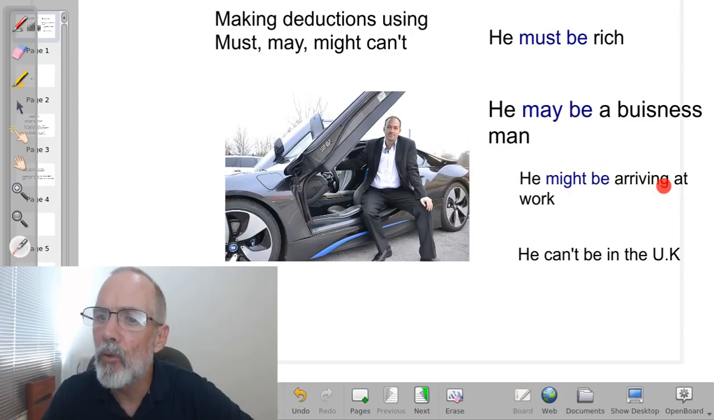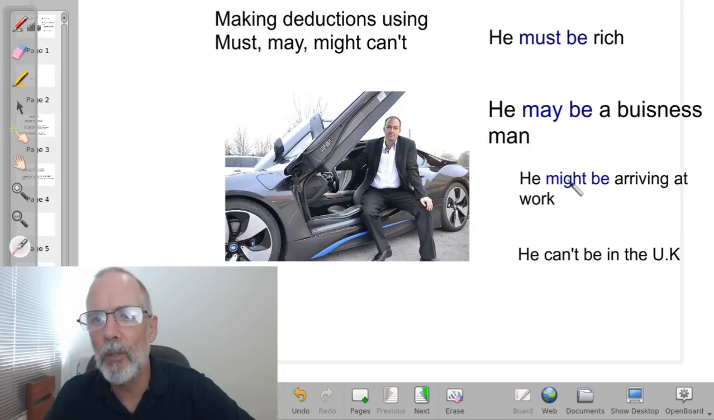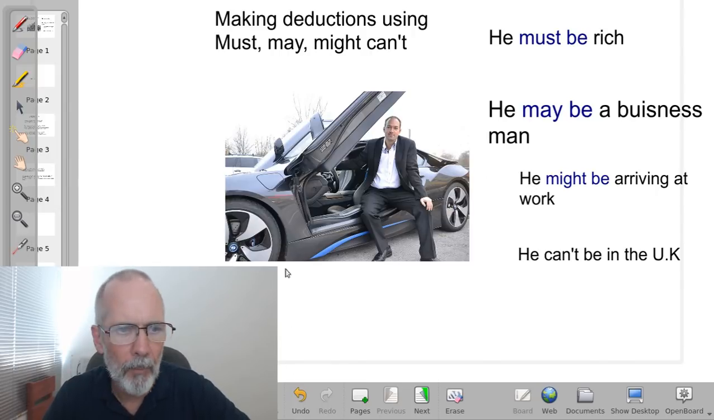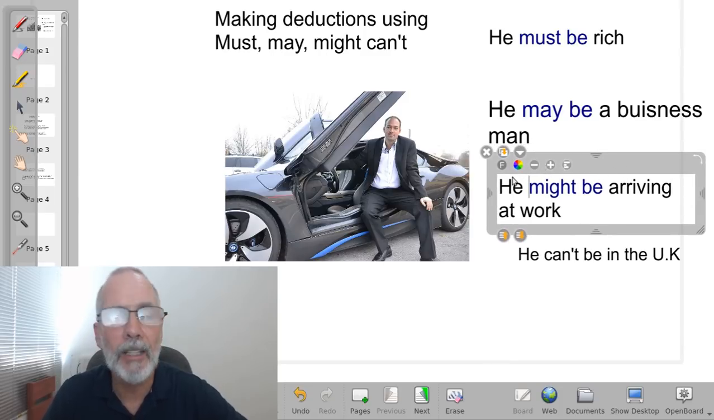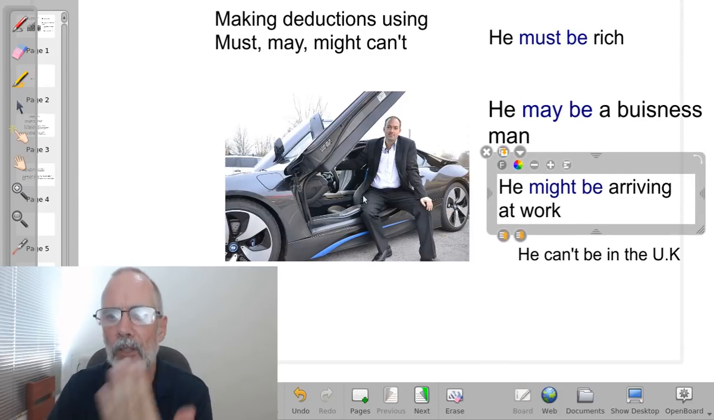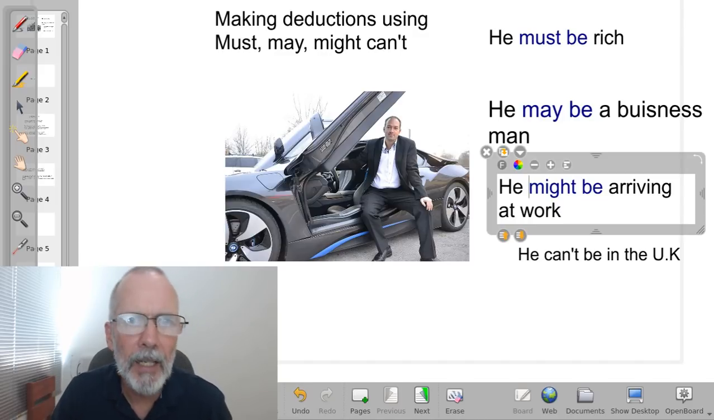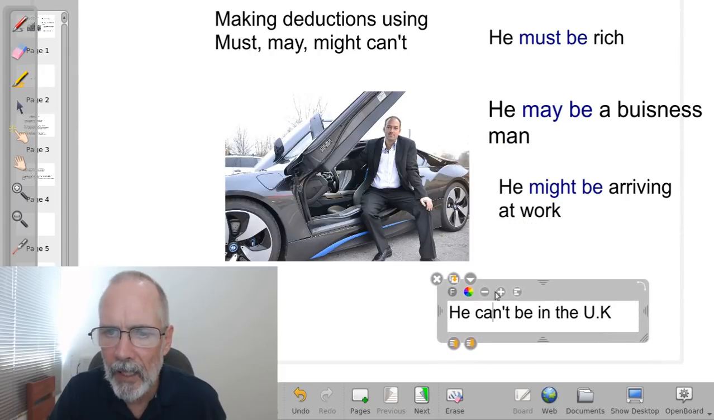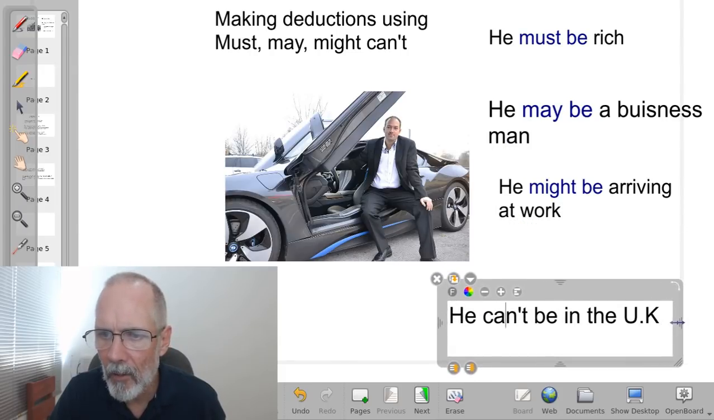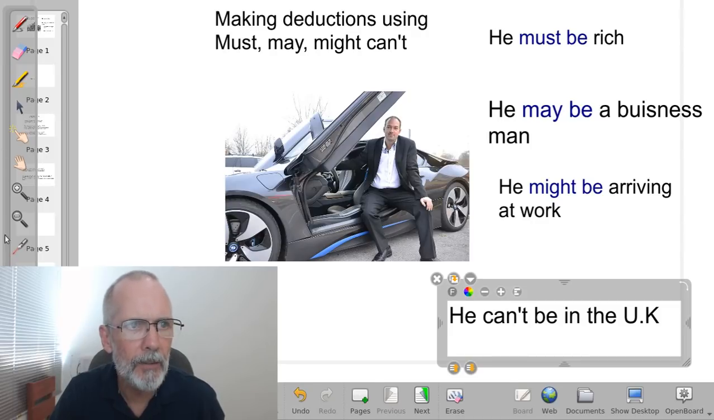He might be arriving at work. He may be arriving at work. It's synonymous, only may is a little bit more formal. So again, when I say he might be arriving at work, this is a possibility. It says, I don't know that he's arriving at work, but it's a possibility. And finally, the last deduction we have is using he can't. He can't be in the UK. So here, this is a negative deduction.